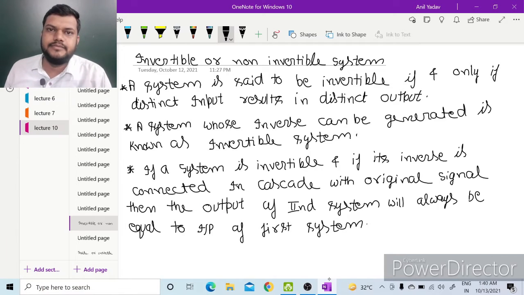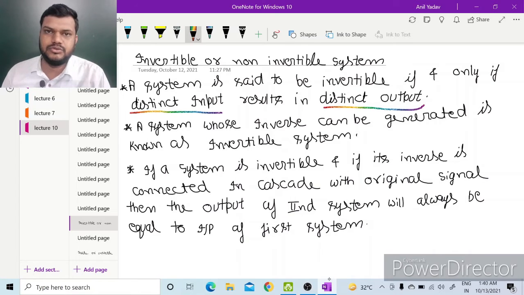So hello guys, in this lecture we will see invertible or non-invertible system. A system is said to be invertible if and only if distinct inputs result in distinct outputs. Means for every distinct input there should be a distinct output. Means unique input should have unique output. A system whose inverse can be generated is known as an invertible system.